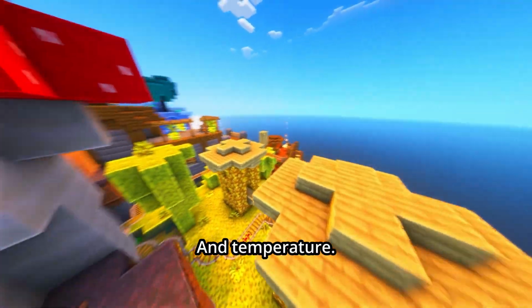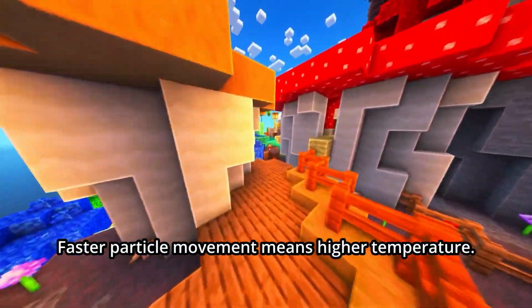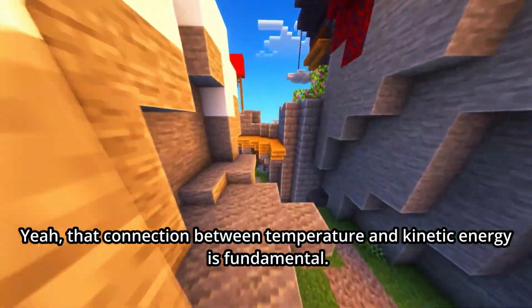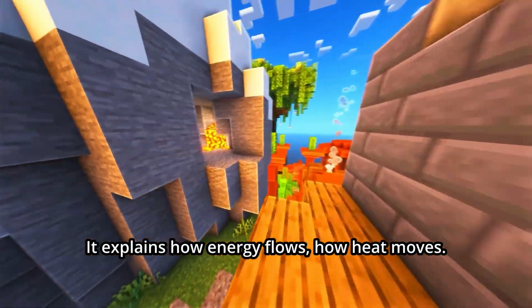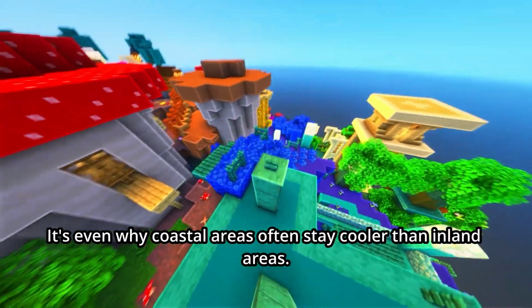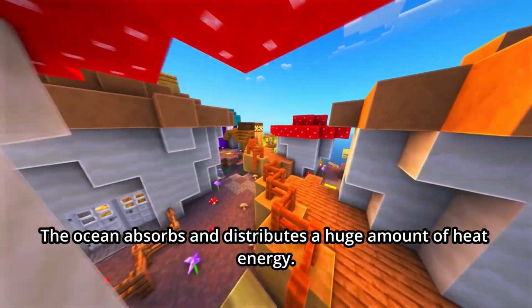And temperature. That's a direct measure of the average kinetic energy of the particles in something. Faster particle movement means higher temperature. Yeah, that connection between temperature and kinetic energy is fundamental. It explains how energy flows, how heat moves. It's even why coastal areas often stay cooler than inland areas. Yeah. The ocean absorbs and distributes a huge amount of heat energy.